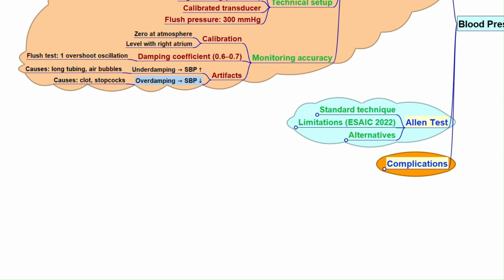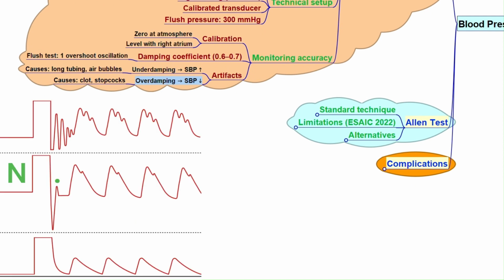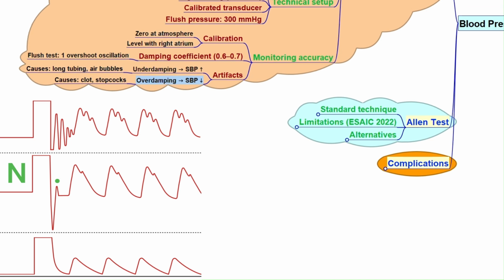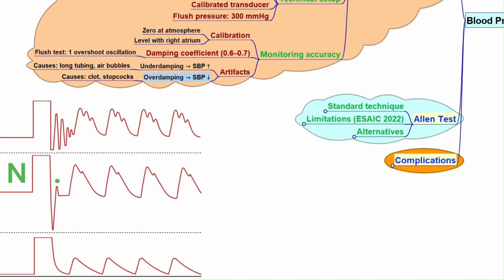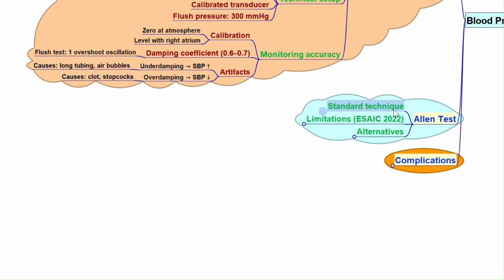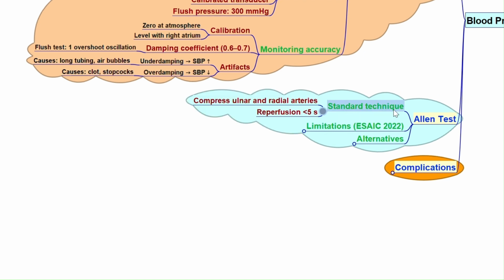To ensure correct damping, we perform the fast flush test. So a normal system shows one clear overshoot oscillation, as shown in the picture. In a properly damped system, the fast flush test produces exactly one overshoot oscillation, as illustrated here. Multiple oscillations equal underdamping, whereas no oscillation at all equals overdamping.